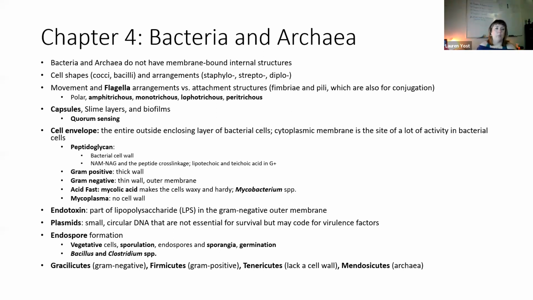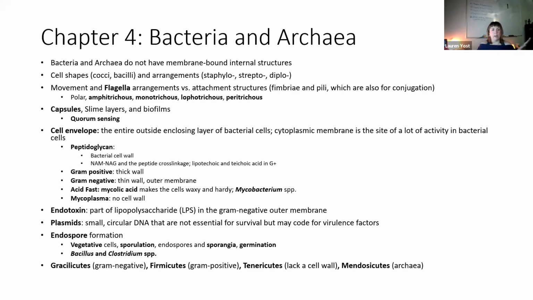Okay, the flagella themselves, if we are a motile organism and we have flagella, they can be arranged around the cell in a polar configuration, or they could be peritrichous. The polar configurations are going to be amphitrichous, so that's at each end, monotrichous, one flagellum at one end, or lophotrichous. Lophotrichous has to do with a tuft at one end.